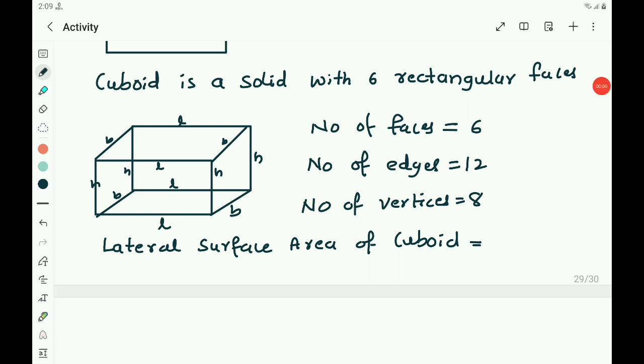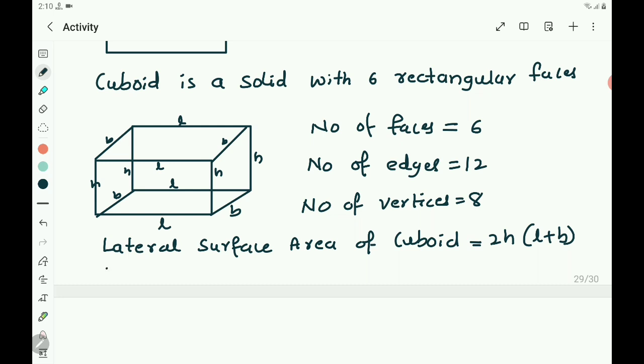Lateral surface area means sum of the area of 4 lateral faces. 1, 2 and this is 1, 3 and this side 1, 4. So for this and this you will get BH, means 2BH, and for this and this you will get LH. So you write 2HL plus 2HB. So you can write 2H common: 2H into (L plus B).